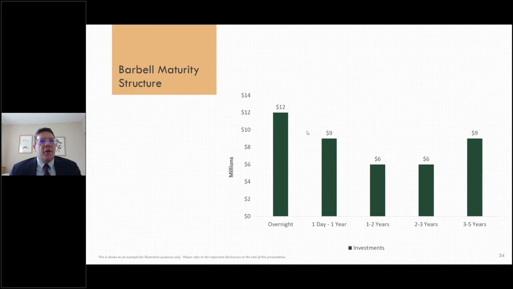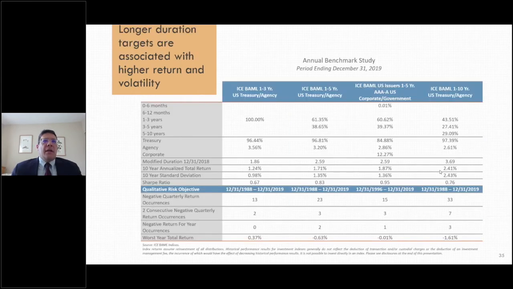At the same time, you're keeping your powder dry in shorter maturities to make sure that you have more to redeploy in longer as rates rise. And that can be a very successful approach to structuring your maturities. It just depends on the shape of the yield curve.